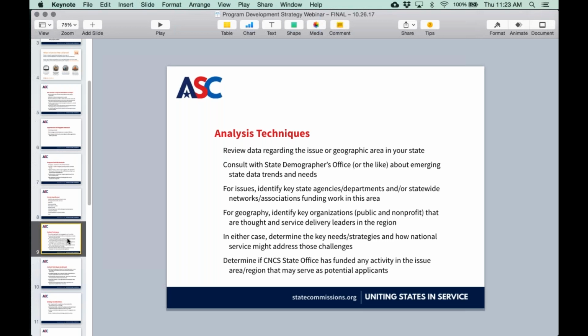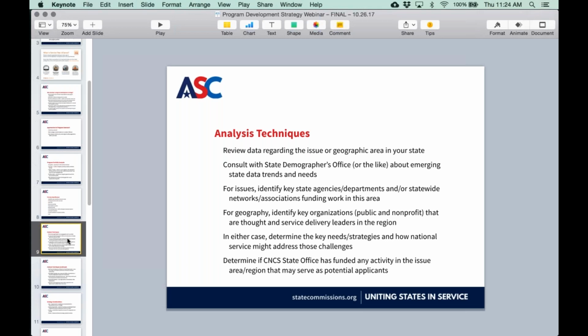Are there organizations that are particularly important to be partnering with in that area? Really understanding what it looks like in that issue or geographic area is really important. Many of you have state demographers' offices, or something like it, maybe your legislative analyst office or others. Basically, in most states, there is an office that focuses on demographic data and trends. Consulting with them and better understanding what they're seeing in a particular issue or geographic area could be really valuable to you as well.